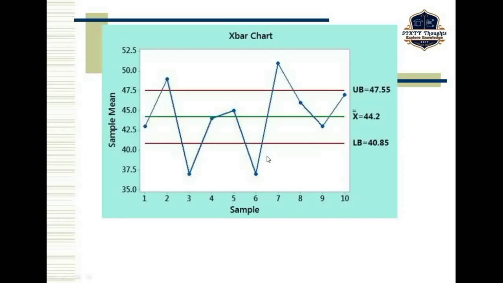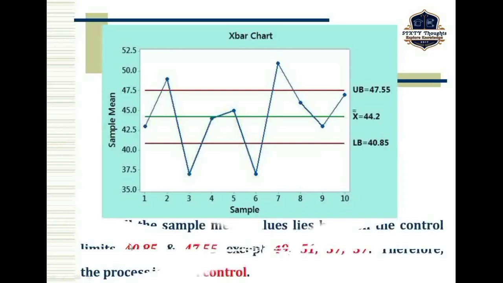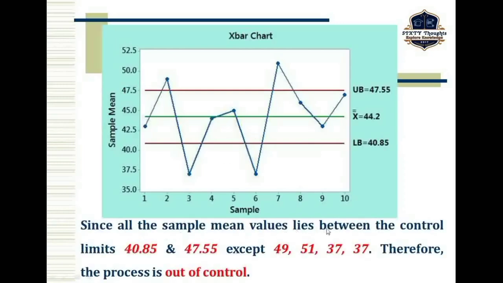So I am going to write the conclusion for this graph. All the sample mean values lie between the control limits 40.85 to 47.55 except 4 values. The first value is 49, the second value is 51, the third value is 37 and the fourth value is 37, right? Therefore the process is out of control. If you want to say the process is in control, all sample values must lie between the upper control limit and lower control limit.